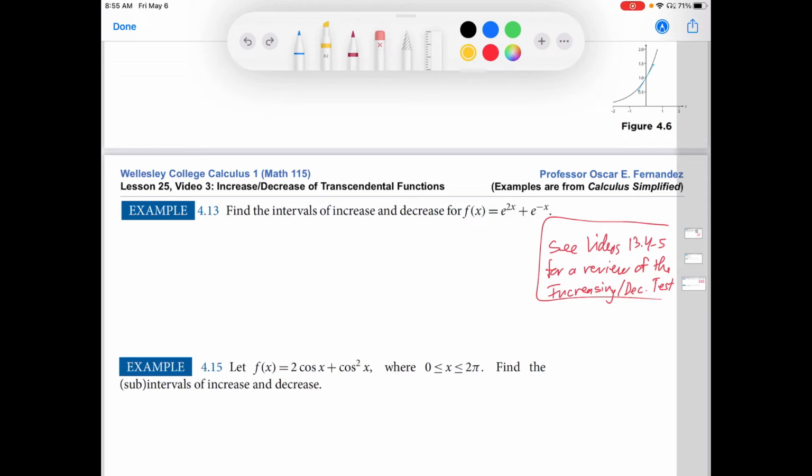Hi, this is Professor Fernandez, and this is video 3 in lesson 25. We're talking here about the increase and decrease of transcendental functions. There are a couple of examples that I'm going to run through. These come from Calculus Simplified.